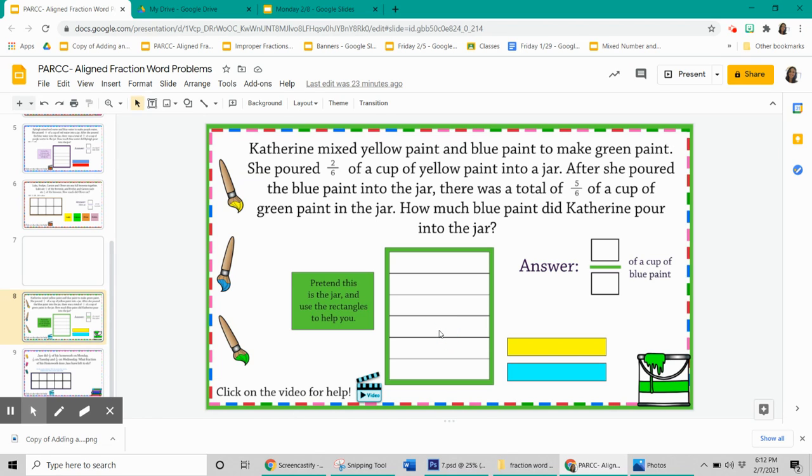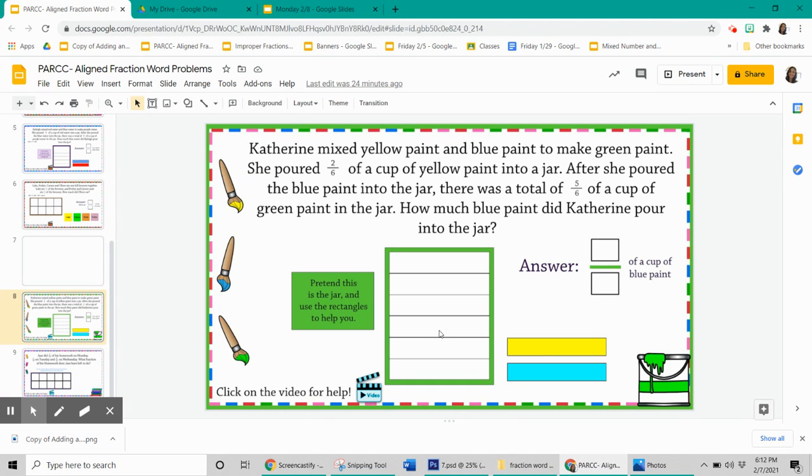What I want you to do is just think about the information we do know and fill that in, and then kind of try to figure out what is it that we still need to figure out. So what do we know? Do we know how much yellow paint she put in? Do we know how much blue paint she put in? Do we know how much she ended up with?